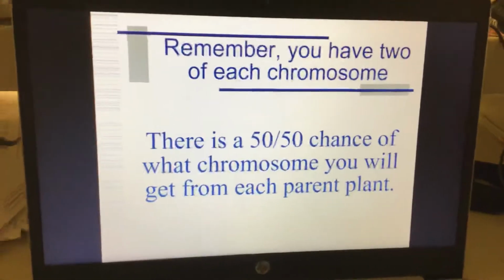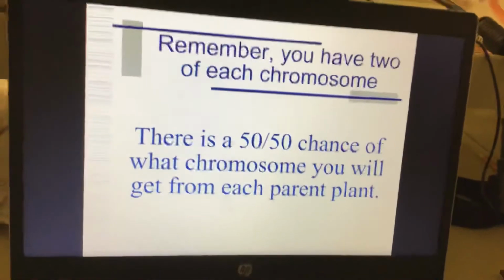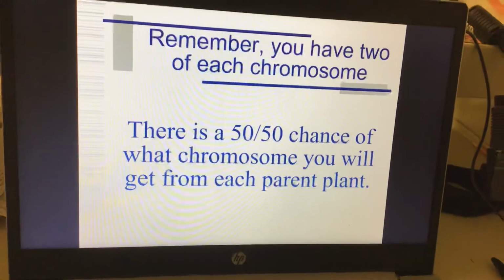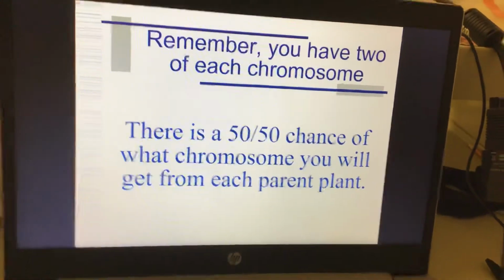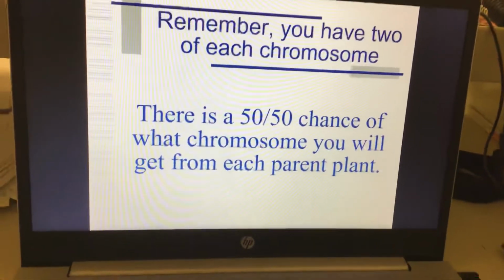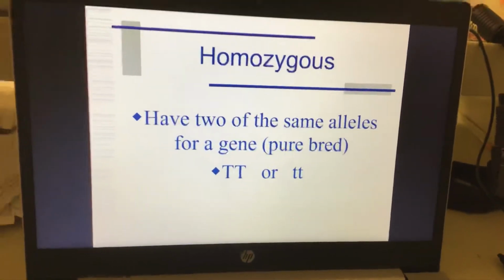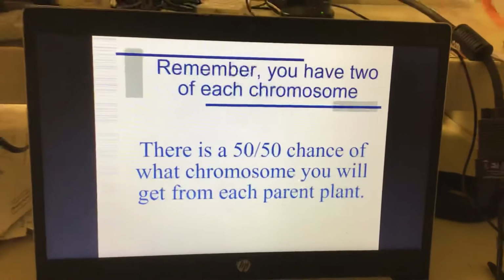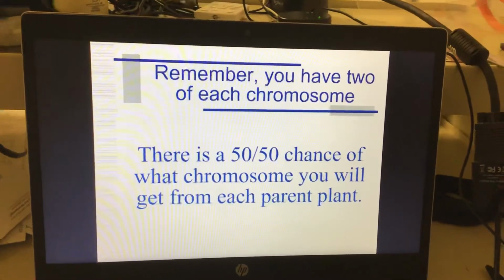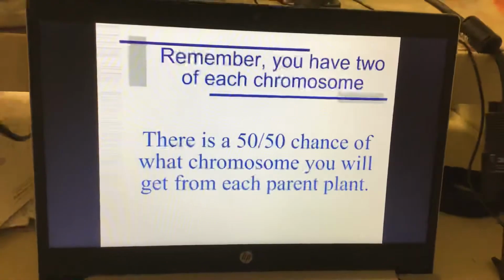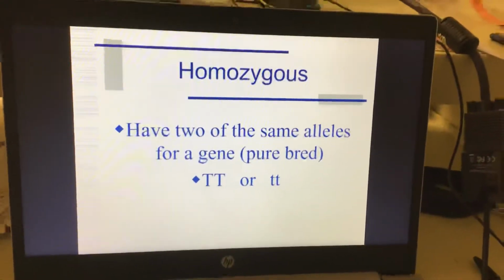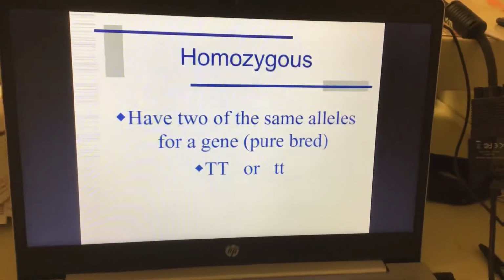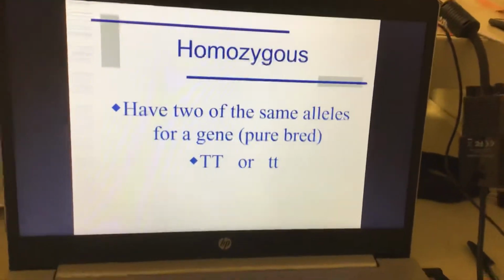Now, remember, you get 2 chromosomes, and there's a 50-50 chance of getting a certain chromosome from each parent. So you don't need to write this, but if dad is big T, little t, you have a 50% chance of getting one or a 50% chance of getting the other. So I want you to write down homozygous and maybe underline that. And then give me both of those bullets, the little definition and the example.